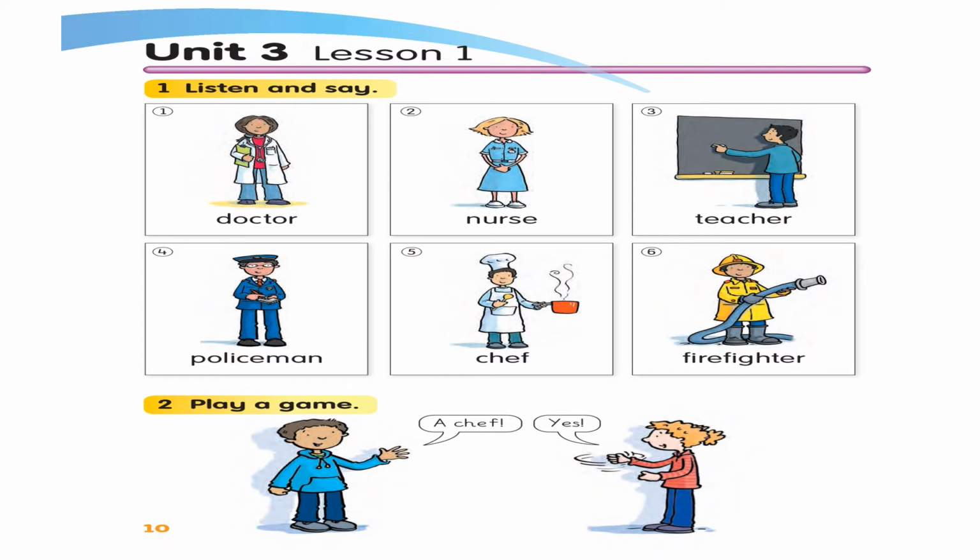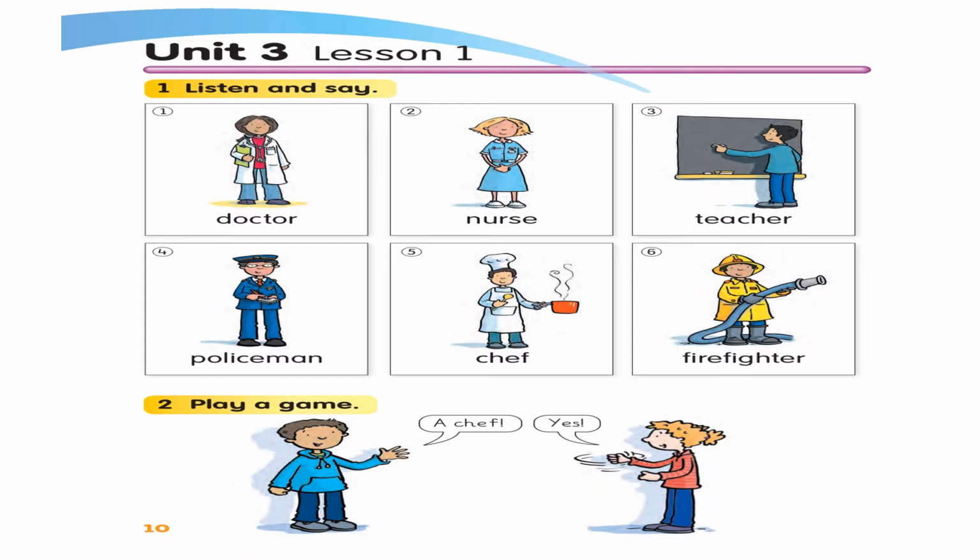In Unit 3, we have new vocabulary. Everybody repeat after me, please. Doctor, nurse, teacher, policeman, chef, firefighter. Okay, very good. Now, let me see, who are they? Where do they work?